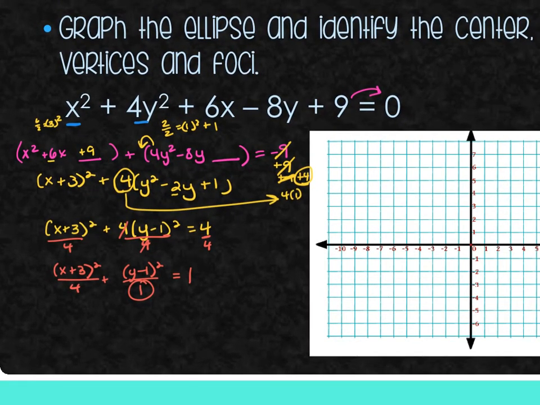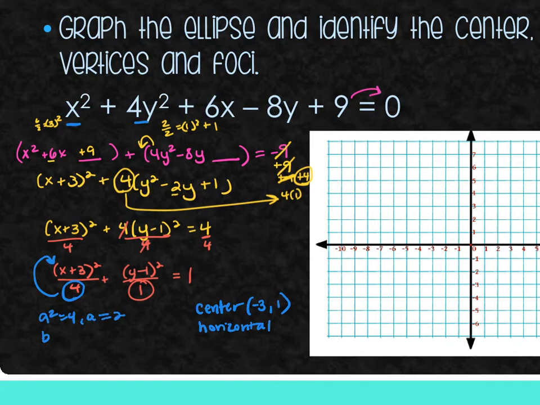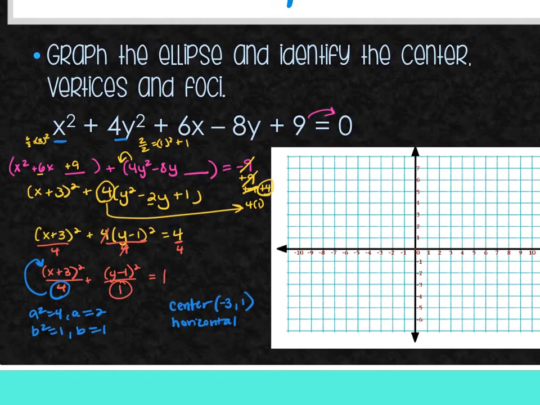So, speaking of that, I know my center from here would be (negative 3, 1). The larger number is 4, and it's under the x, which means this is horizontal. If a squared is 4, then a is 2. And if b squared is 1, then b is 1. So I can start there. Graph my center, (negative 3, 1). I go right and left a, which is 2, and up or down b, which is 1. And there's my ellipse.